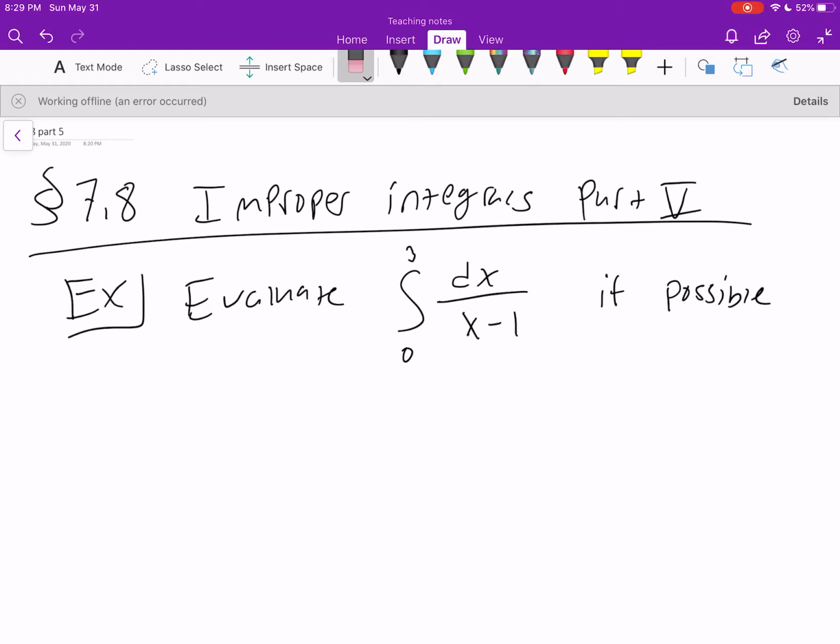Let's jump into the last part of this. This is going to be part 5 of improper integrals, section 7.8.